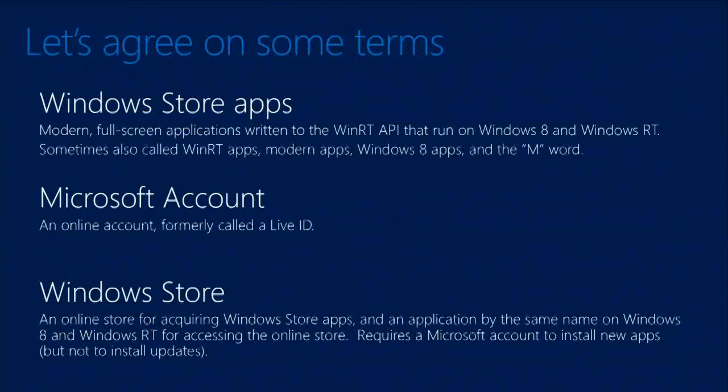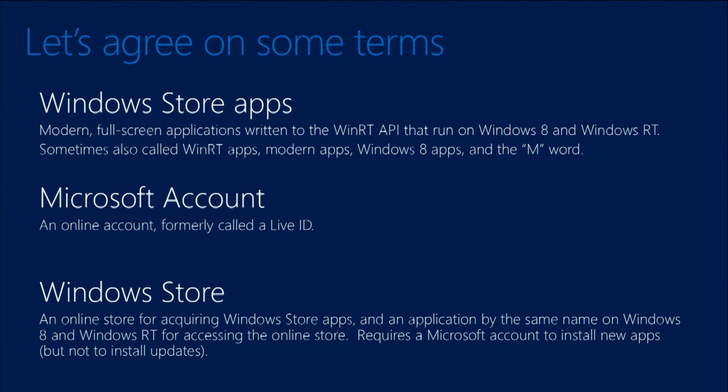So let's make sure that we understand the terminologies that we use when we're talking about Windows Store apps and the basic mechanisms that we're talking about here. So Windows Store apps are those modern full-screen apps. They're written to an API called WinRT, Windows Runtime. That's different than the operating system, which is called Windows RT. WinRT is the API. Windows RT is the operating system. Don't blame me, I didn't come up with those names.